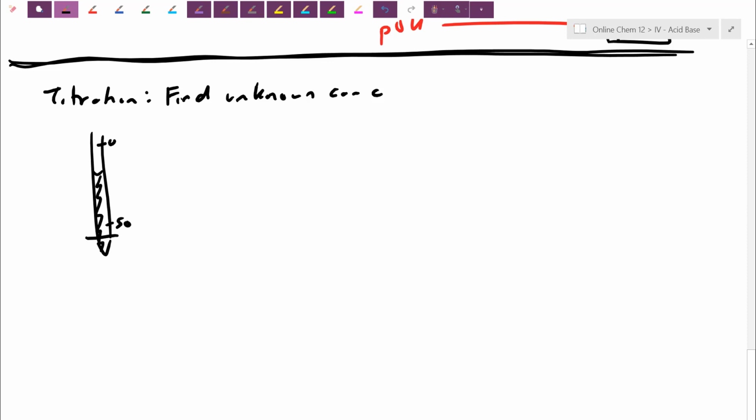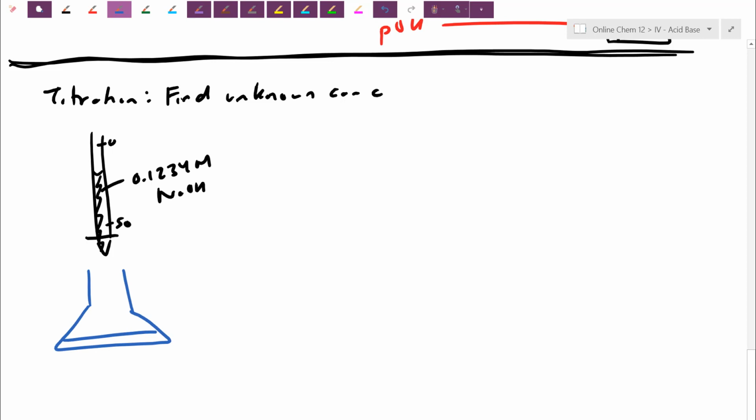So let's drop in. We have a known concentration, let's say 0.1234 molar sodium hydroxide. And I'm basically using the sodium hydroxide to find the unknown concentration of acid. Let's say my acid this time is going to be question mark molar sulfuric acid. So this stuff here could be really concentrated. It could have a lot of H pluses around. Maybe it only has a few H pluses.